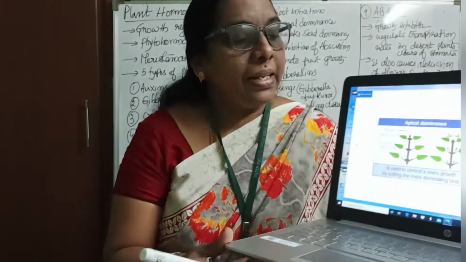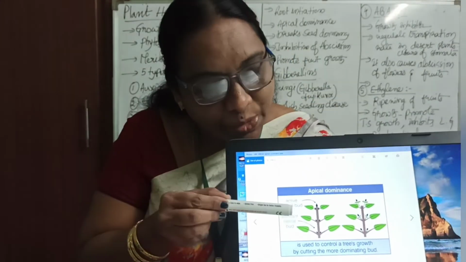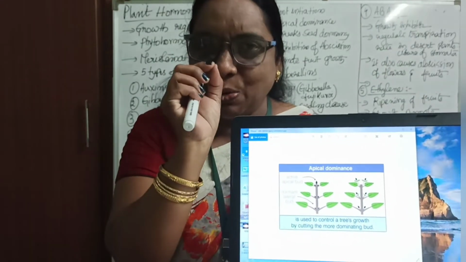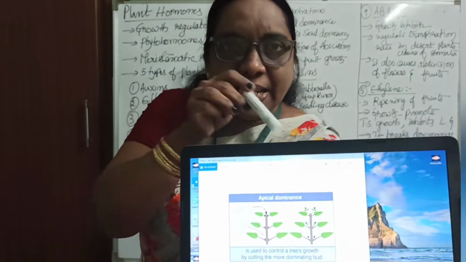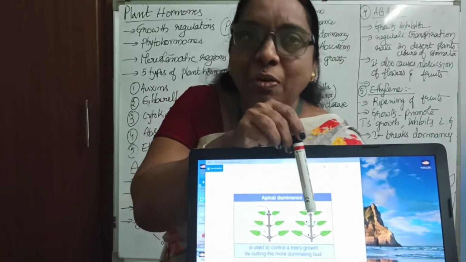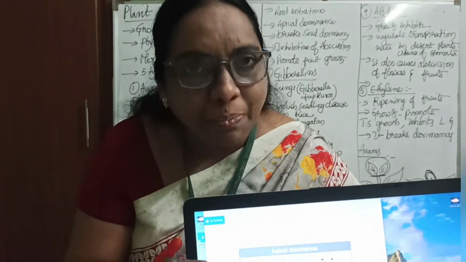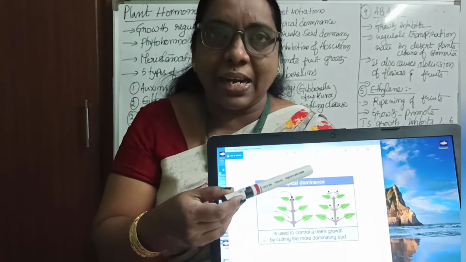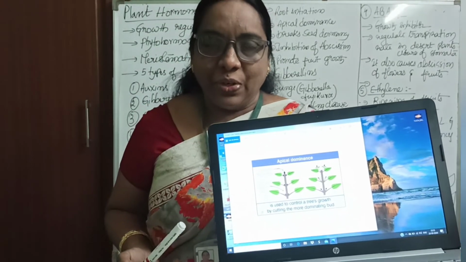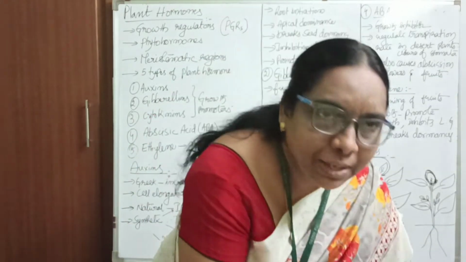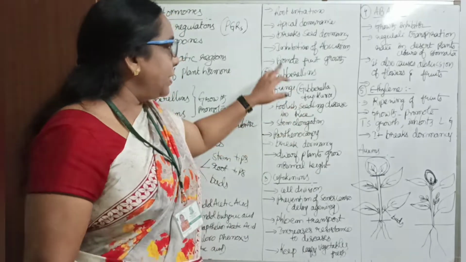Yes, children, see, in the first picture the terminal bud is there and the lateral buds are very small. In the second picture, he removed the tip, he removed the terminal bud. When the terminal bud was removed, obviously what happened here, these lateral buds started growing. So that's called apical dominance. That is encouraged by auxins.